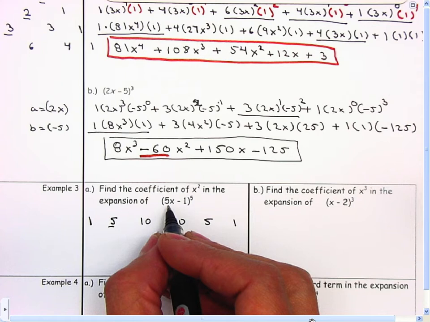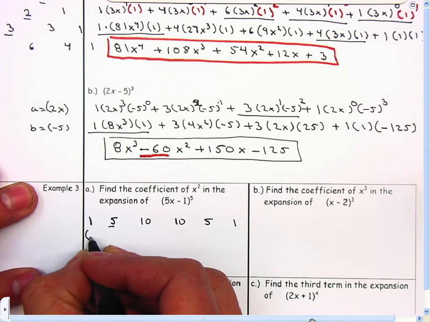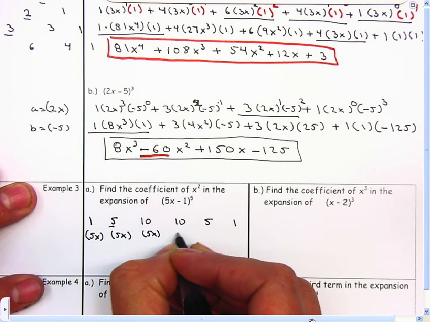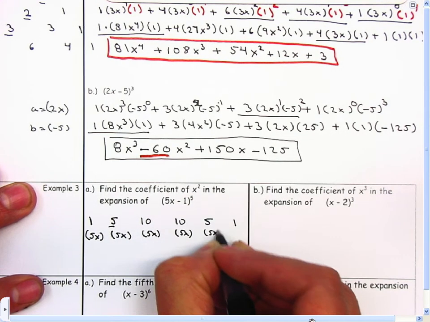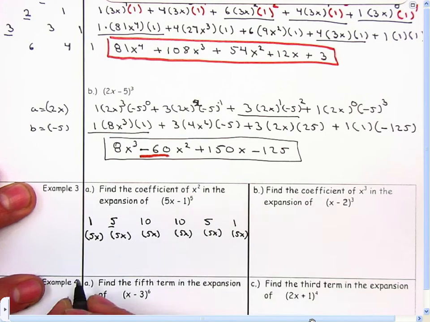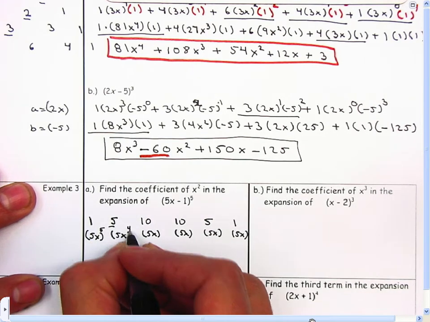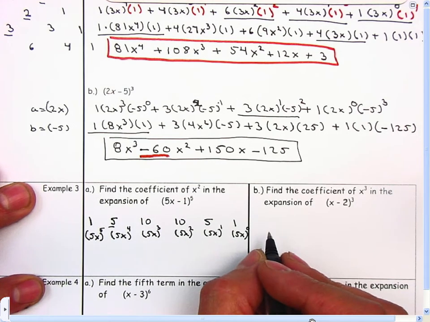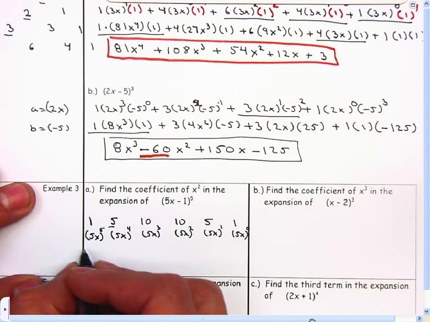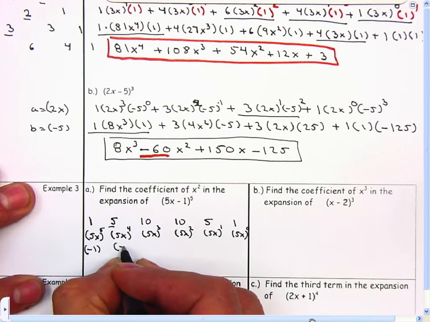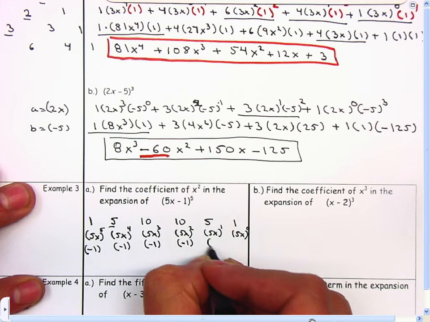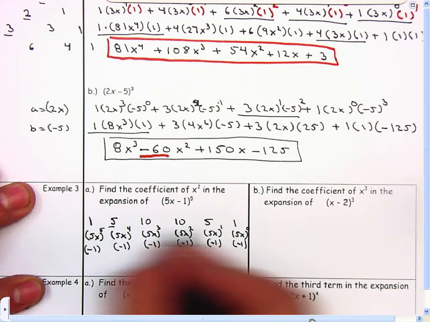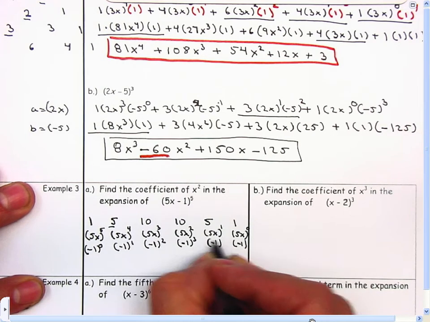Now letter A is 5x, and I'm just going to place it underneath because I don't have a lot of space. So it'll be 5x, 5x, 5x, 5x, 5x, and 5x. The exponents will be to the fifth, to the fourth, to the third, to the second, to the first, and to the 0. Now I'm going to continue with letter B, which is negative 1 in each term. Instead of starting with 5 to 0, I'm going to start with 0, 1, 2, 3, 4, and 5.